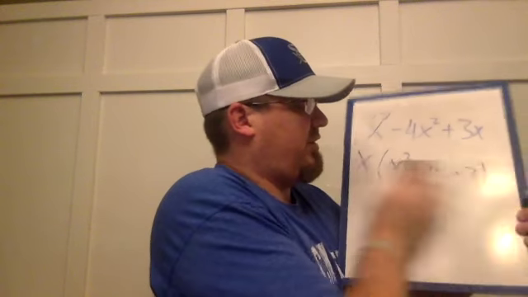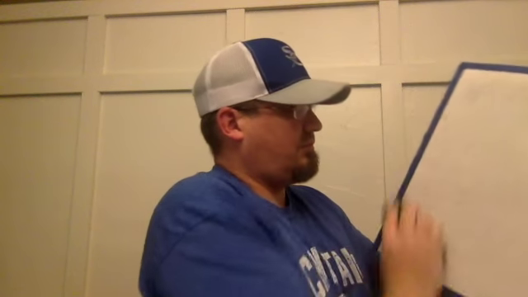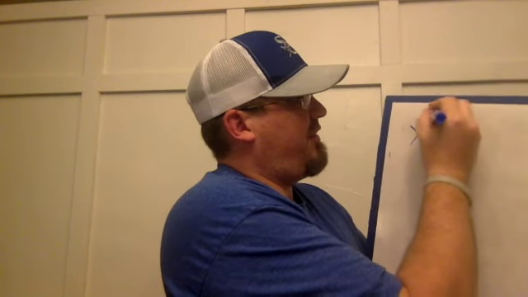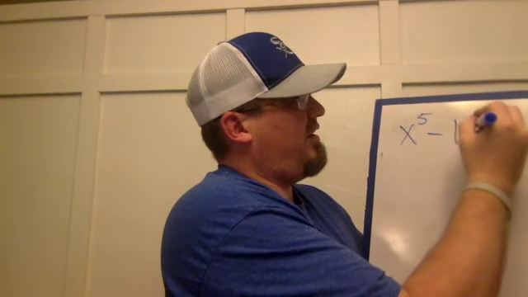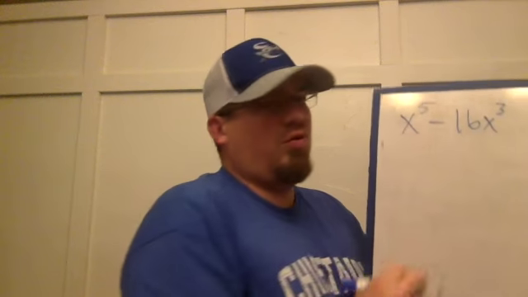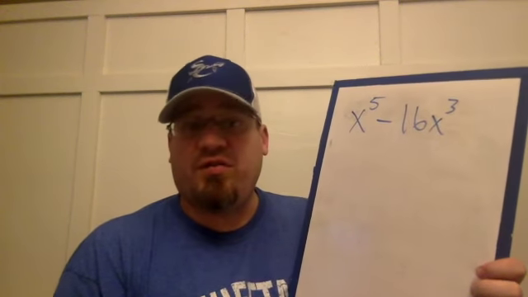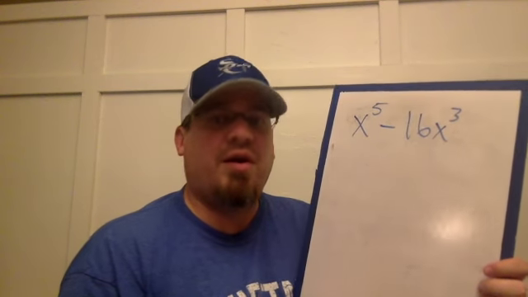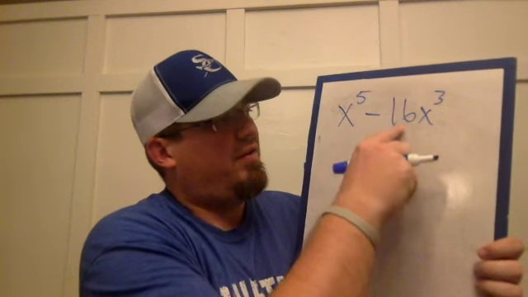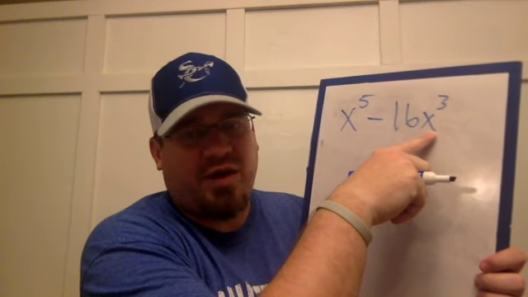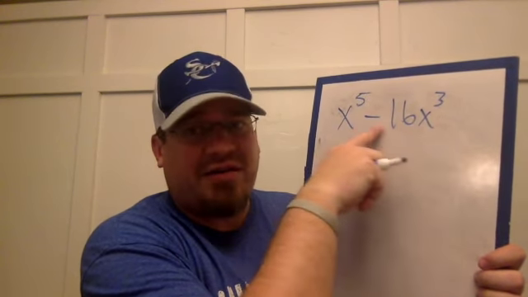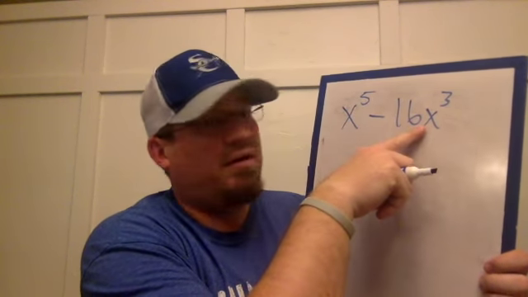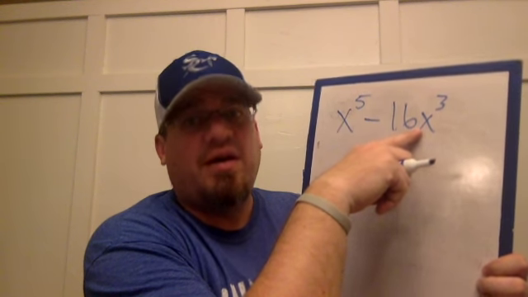Let's look at a problem that's going to look a little bit familiar. What would happen if I had x to the 5th minus 16x cubed? Now this looks familiar because it looks kind of like our difference of two squares problem that we started out with. But we have a problem. 16x cubed is not a perfect square. So I cannot factor this like the difference of two squares because this is not a perfect square and this is not a perfect square.